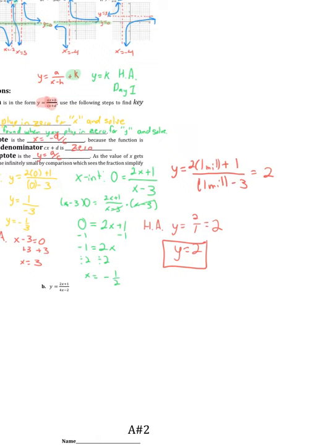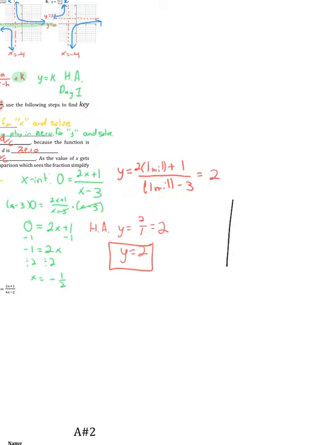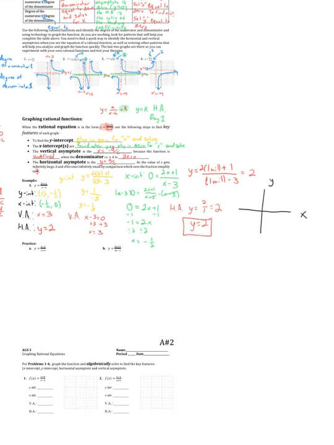And then the last part I want to do here is go ahead and sketch my graph. So a quick sketch of my graph. I've got my asymptotes that I'll draw first. x equals 3. y equals 2. And then I want to use those intercepts to help me sketch the line. 0, comma, negative 1/3. Negative 1/2, comma, 0.